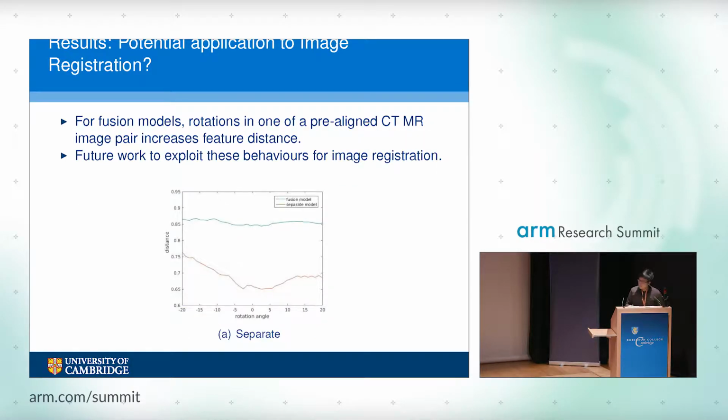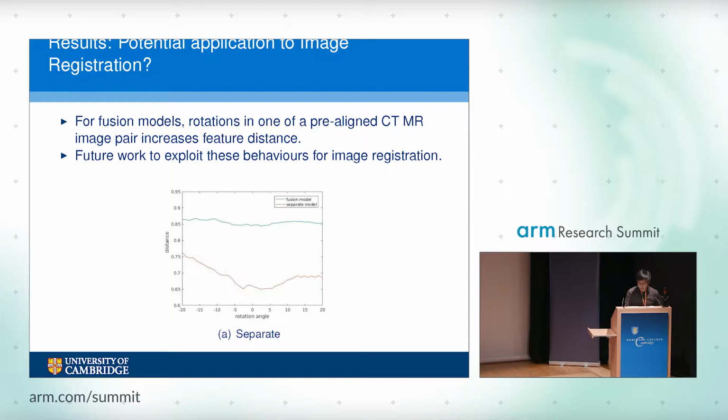The same effect also applies when we manually rotate the pre-aligned images. Above, the blue line is for the separately trained model, and below, the red line is for the fusion trained model. That means if we manually rotate one of the images, the feature distance will increase. So we think that this behavior can be applied in future work to help us register images in some way that can allow us to develop new methods to register body areas that contain a lot of soft tissues.